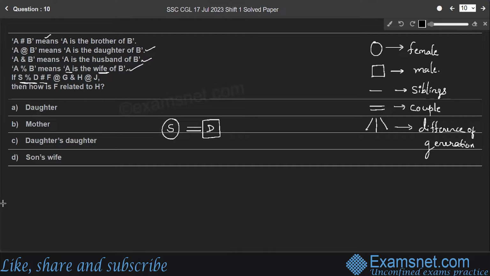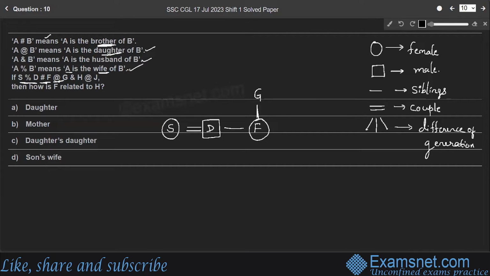Moving further, D hash F. Hash means first person is brother of second person, right? So D is brother of F. Therefore, D and F are siblings. So use single horizontal line. Then F at the rate of G. At the rate means first person is daughter of second person. So F is daughter of G. Therefore, use vertical line. F is daughter of G. Therefore, F is a female.